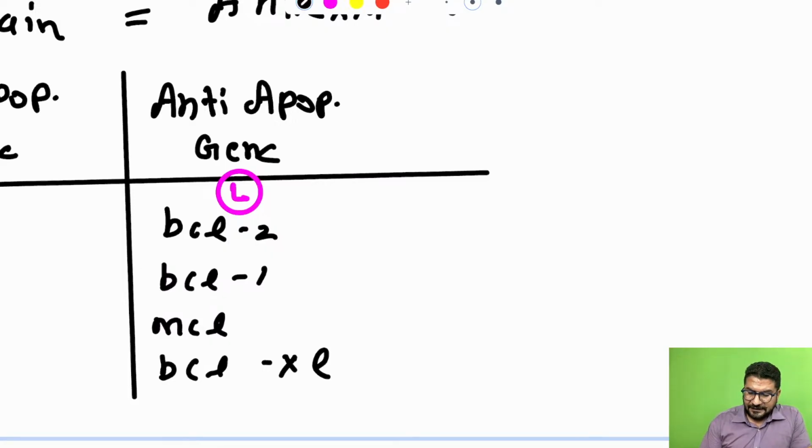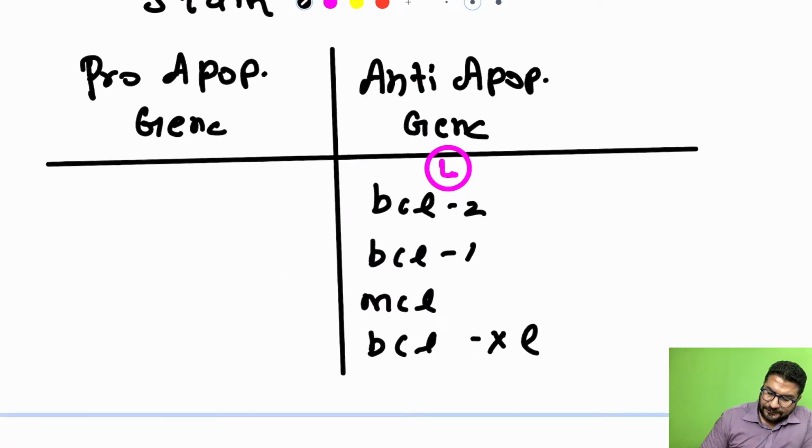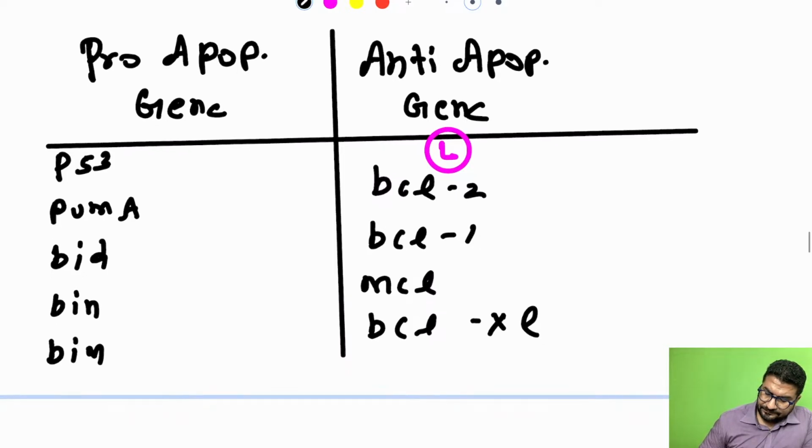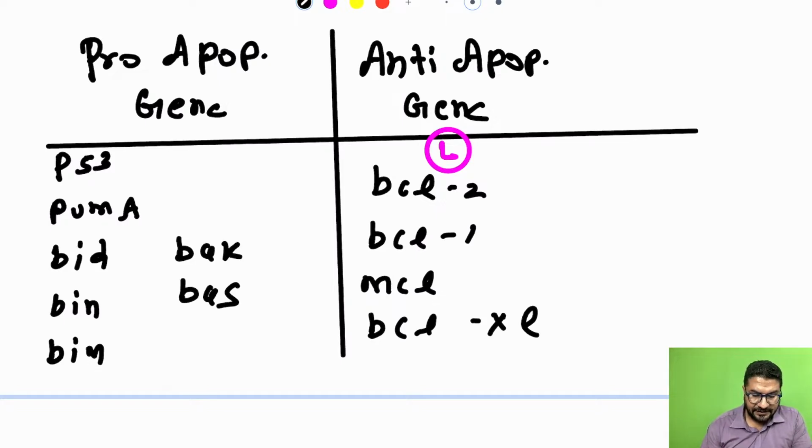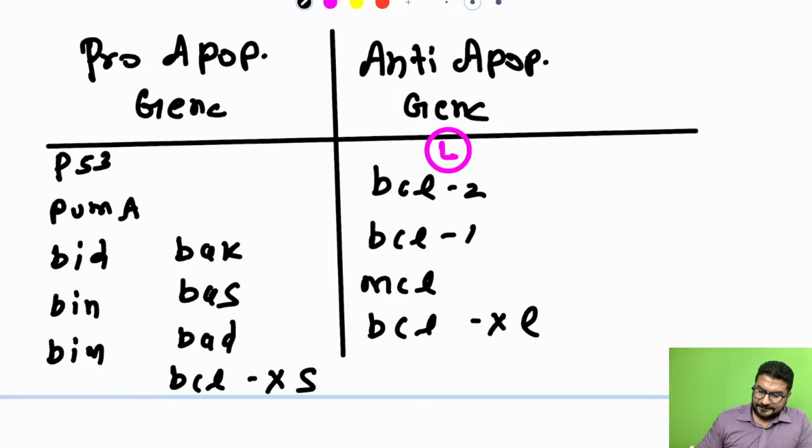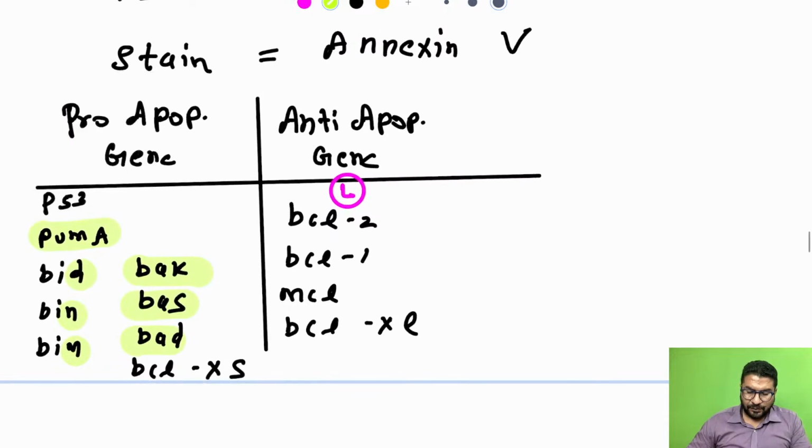Then try to understand. They ask you what are pro. So pro कई सारे होते हैं. So we have P53, Puma, BID, BIN, BIM, BAK, BAS, done. BAD and remember BCLXS. तो मैंने आपको बताया था प्यूमा के शूज़ आते हैं. डेनिम मीन्स DNM, डेनिम जीन्स. These are बकवास and bad. So pro and anti-apoptotic gene. Clear?